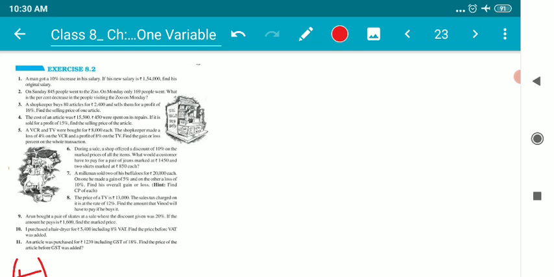Children, we have been dealing with the chapter Comparing Quantities, and we are presently doing Exercise 8.2, in which I have already explained questions number 1, 2, and 3 in the previous video. So, in this video, I'm going to explain some questions of this exercise. I'm starting from question number 4, Exercise 8.2.